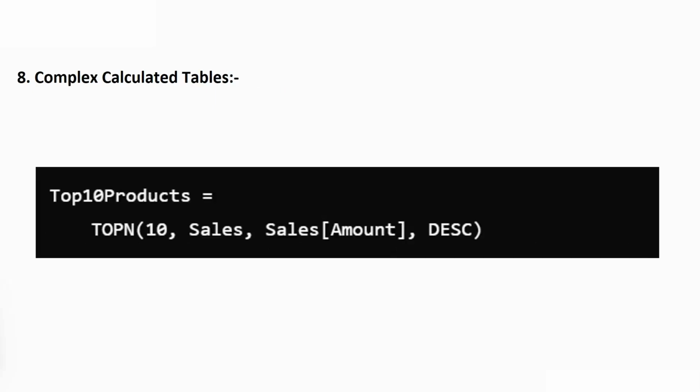The next one is complex calculated tables. In addition to calculated columns and measures, DAX allows for the creation of calculated tables, which are tables generated by DAX formulas. These tables can be used for advanced modeling scenarios, such as creating a table that only includes specific data or generating a summary table. For example, create a calculated table that shows only the top 10 products by sales.